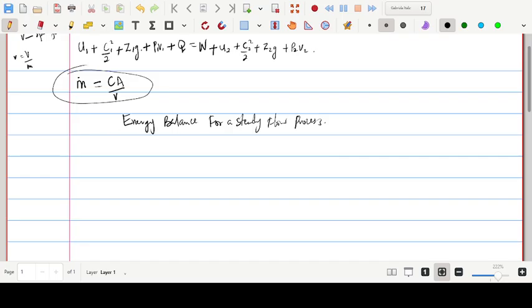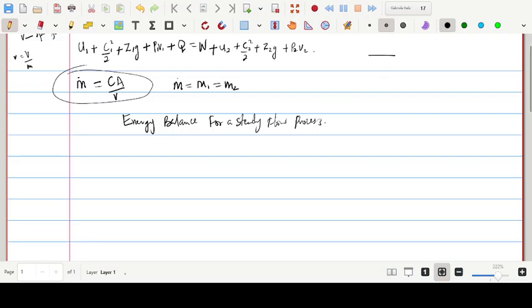So like we have it here, you can as well write this equation from the above equation. Just that every other term here, as in the U, C, Z, P, they are all energy, but we are going to multiply them by their mass flow rate. Since we said that it is a steady flow, it simply means that m dot is equal to m1 at the inlet is equal to m2 at the outlet.